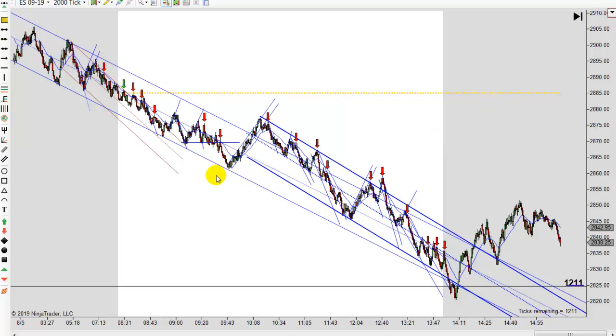Because it's just too risky getting short too close to the swing lows, because at some point they all bounce and you get these real strong rallies. And you don't want to get caught on one of those.